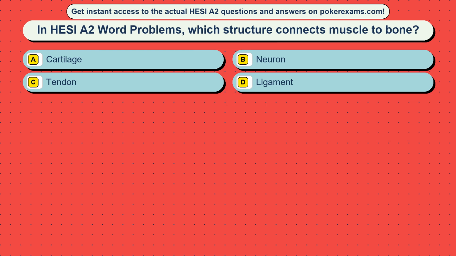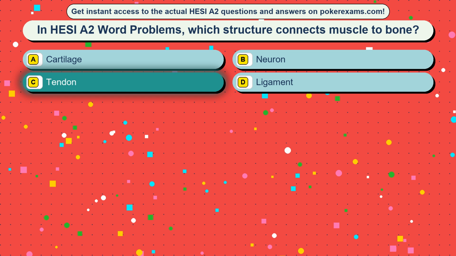Question 23. In HESI A2 word problems, which structure connects muscle to bone? Option A, cartilage. Option B, neuron. Option C, tendon. Option D, ligament. The correct answer is option C, tendon.